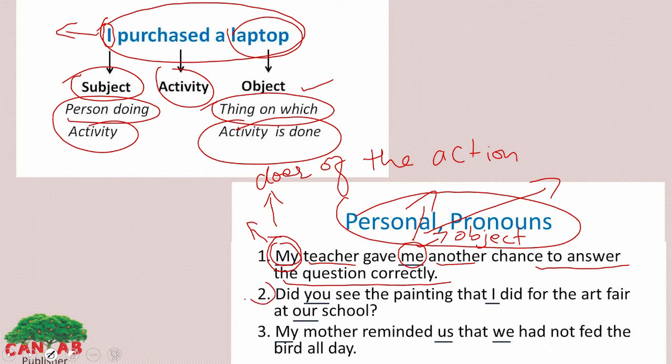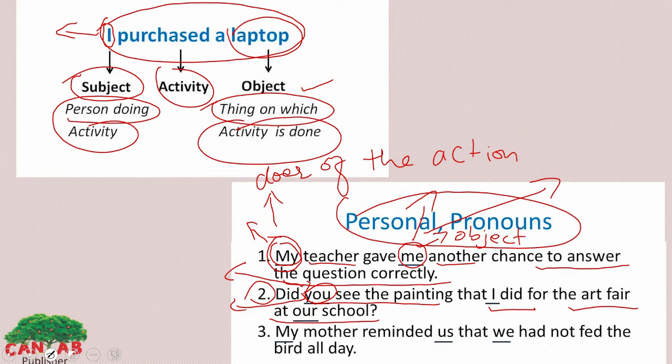Look at the second example. Did you see the painting that I did for the art fair at our school? Here, always remember that you can be subject and object both, but it depends on whether it is coming first in the sentence or not. Yes, it is first in the sentence. It is the subject in this sentence. Did you see the painting that I did for the art fair at our school?